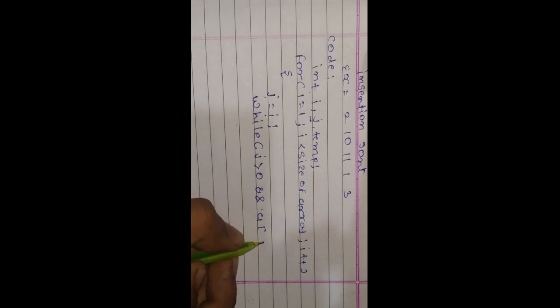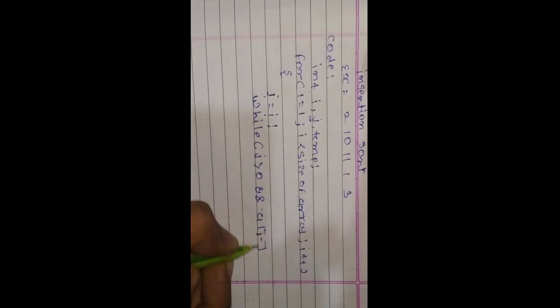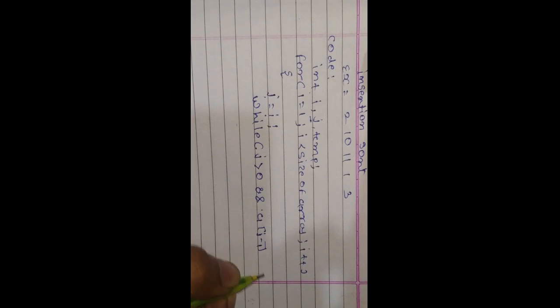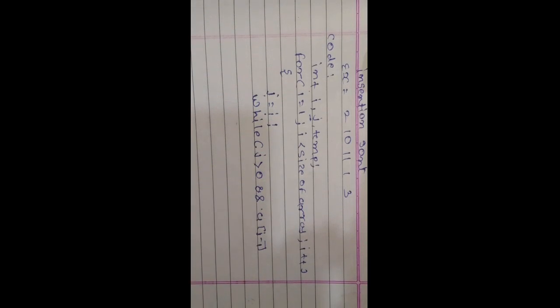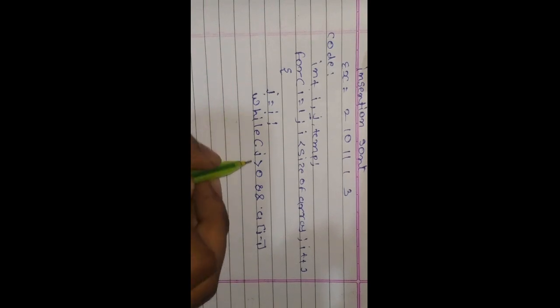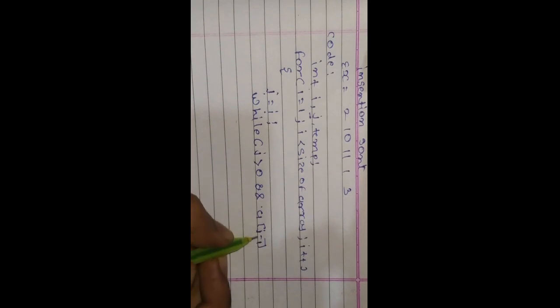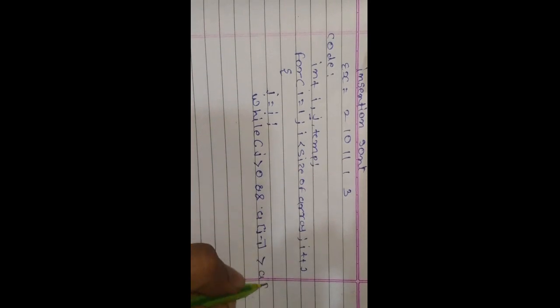Here the array is j minus 1. Here we also define the name of the array, declare the array and its size, but it's a dry code. When we write the code on the computer, that time we define all the syntax. Here we only understand the logic of insertion sort. So in the while loop there is a condition: j greater than 0 and a[j minus 1] greater than a[j].